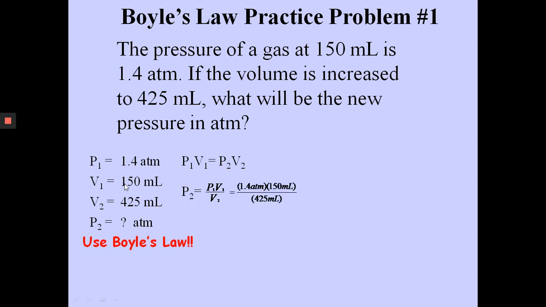So P1 was 1.4 atm, V1 was 150 milliliter, and V2 was 425 milliliter. So I'm going to multiply these two numbers, then divide by this one number, and report the correct number of significant figures. This one is two significant figures, 2 and 3. So the 2 is the least number of sig figs, so I'm going to round my answer to two significant figures, which is 0.49 atm.